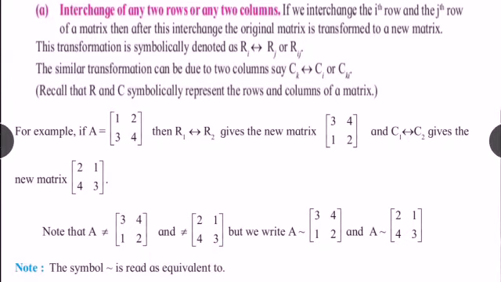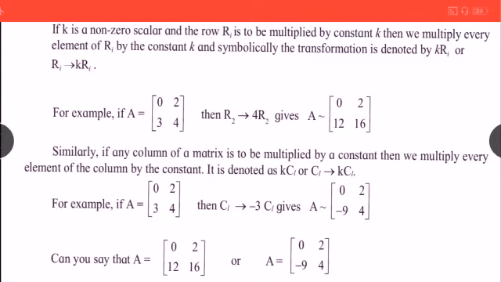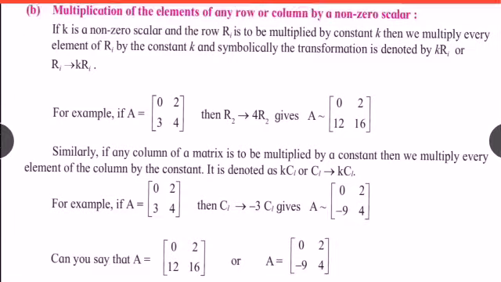And the second operation is multiplication of the elements of any row or column by a non-zero scalar. If k is a non-zero scalar and the row Ri is to be multiplied by the constant k, then we multiply every element of Ri by the constant k, and symbolically the transformation is denoted by Ri implies k into Ri.